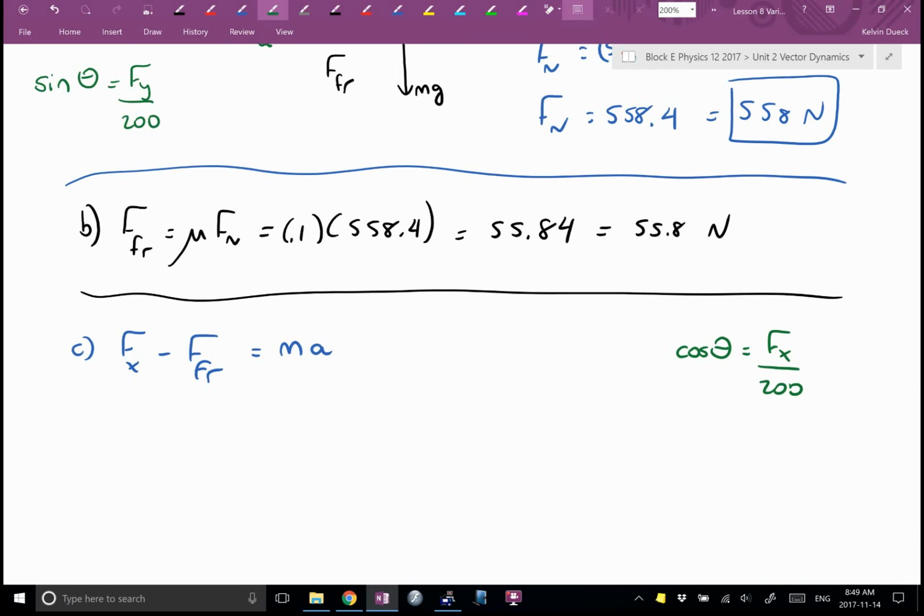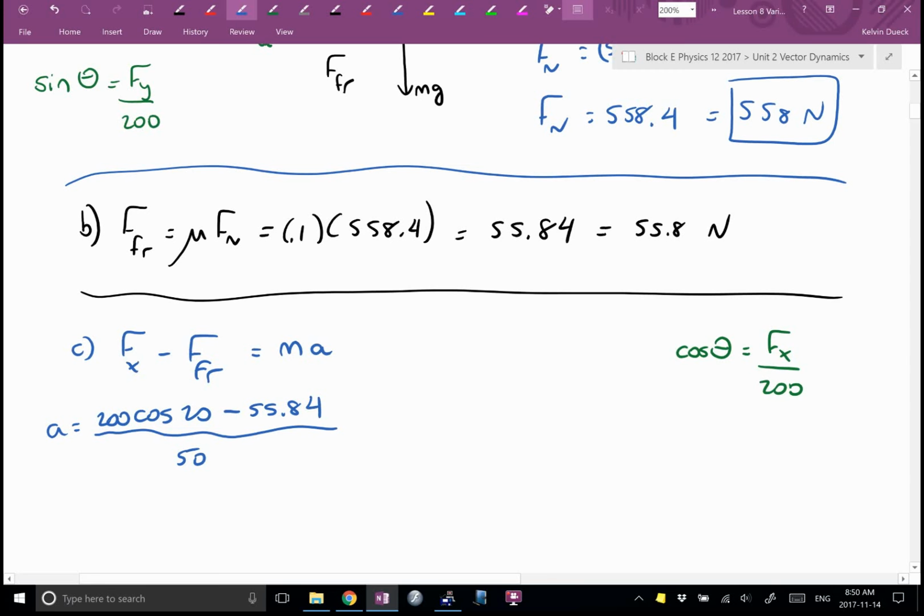Okay. So I think we can then safely say 200 cos 20 minus 55.84. And let's get the A by itself right now. We're going to divide by the mass. Which, what was the mass? I've scrolled down. 50? That equals the acceleration.